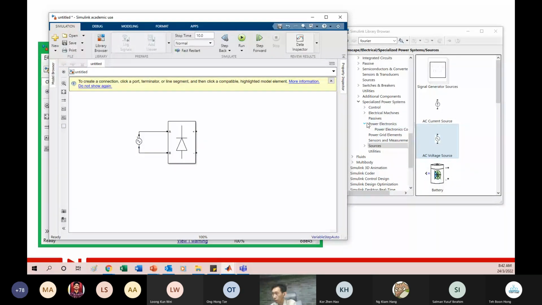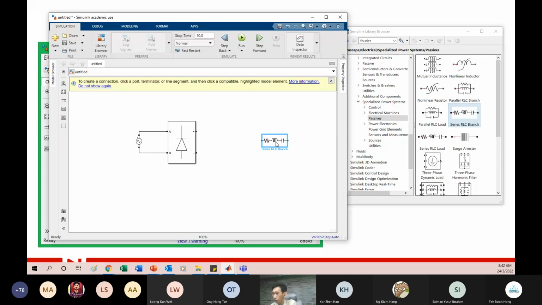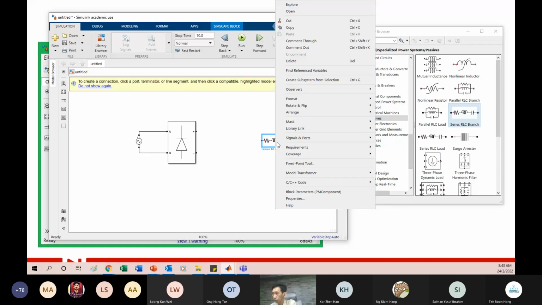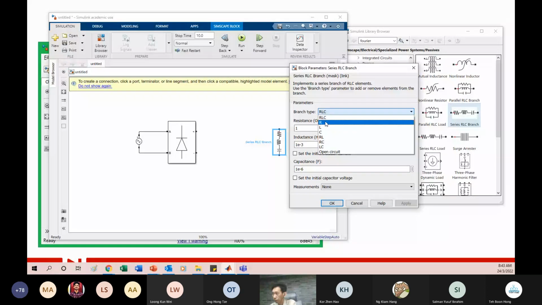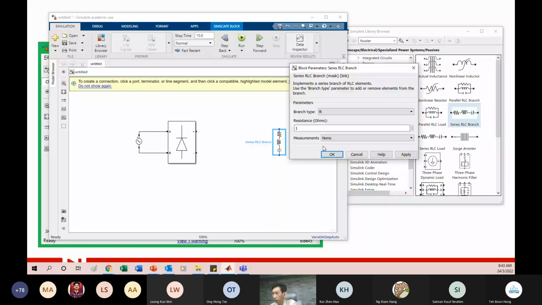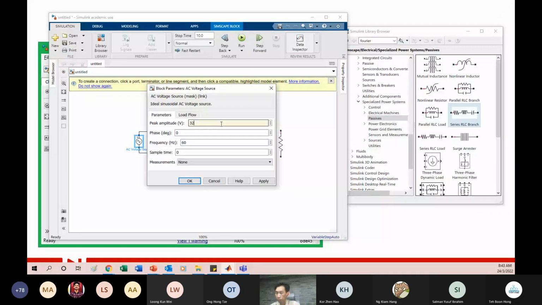Maybe you guys also can follow and try to do it together here. We will have a branch. We take the branch, and then we will rotate it. We rotate it and double click. You just choose R. And then this one maybe we change to 50 hertz, which is our AC.